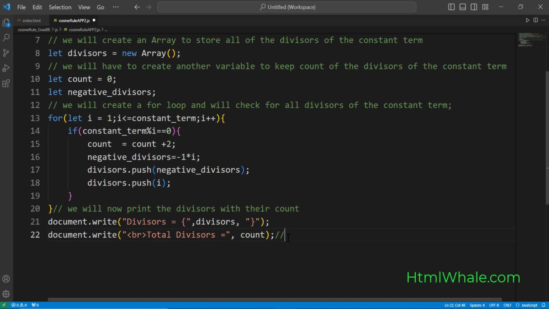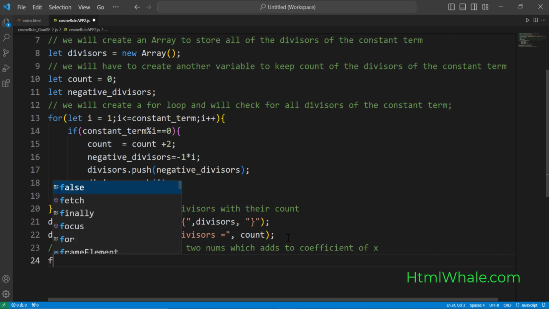So let me write that. We will have to get those two numbers. Why am I talking about those two numbers? Because it's a quadratic system, right? So it only has two factors. Those two numbers which add up to the coefficient of x. So for that we will have to again run a for loop, right?